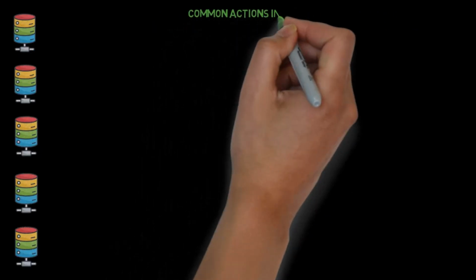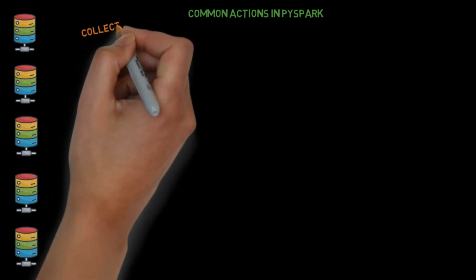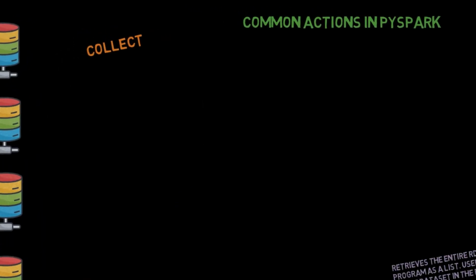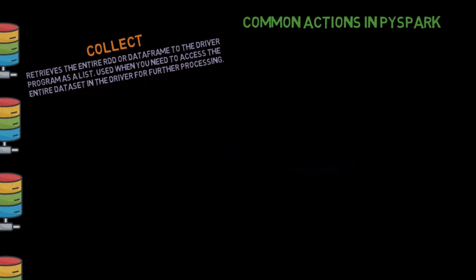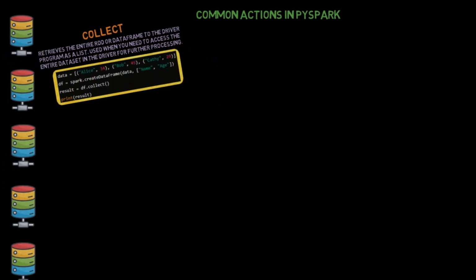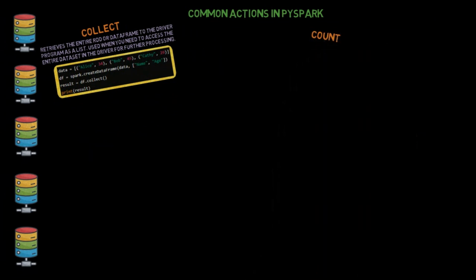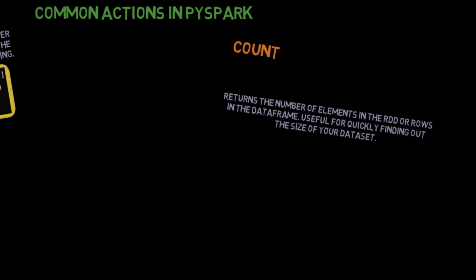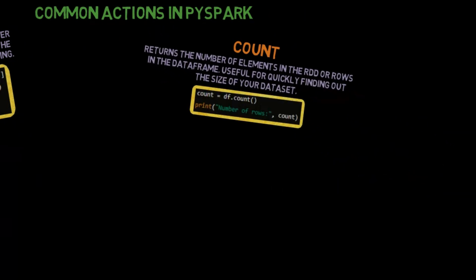Common actions in PySpark. Collect. Retrieves the entire RDD or data frame to the driver program as a list, used when you need to access the entire dataset in the driver for further processing. Count. Returns the number of elements in the RDD or rows in the data frame, useful for quickly finding out the size of your dataset.